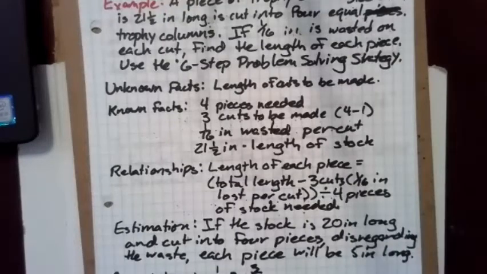We need 1/16 inch is wasted per cut, and 21.5 inches is the length of the stock. So relationships, the length of each piece is equal to the total length, 21.5 inches, minus 3 cuts times 1/16 inch lost per cut, divided by 4 pieces of stock needed. As an estimate, if the stock is 20 inches long and cut into 4 pieces, disregarding the waste, each piece will be about 5 inches long.